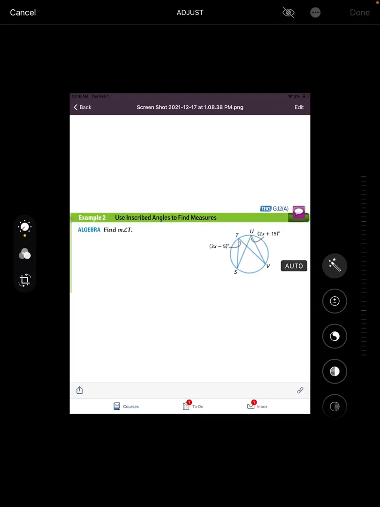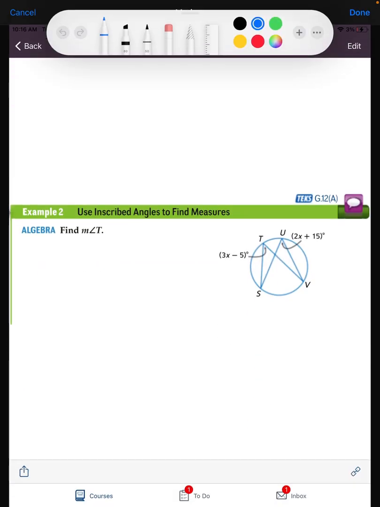Let's apply this in an example. We want to find the measure of angle T, and we can see that angle T and angle U both intercept the same arc SV. So if they both intercept the same arc SV, we can say that angle T equals angle U. And then by substitution, we can put in our equation here. So angle T is 3x minus 5 equals, and for angle U, we have 2x plus 15.